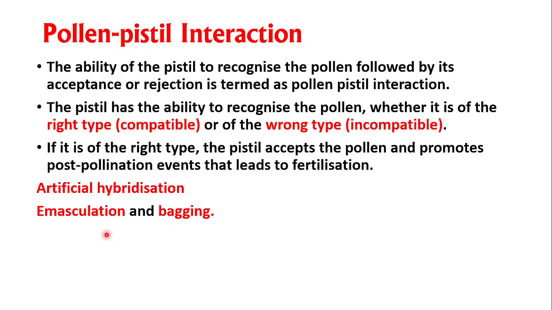And what about bagging? The emasculated flower should not be left openly exposed to the air. It should be covered with a plastic bag with minute pores so that aeration takes place. When the emasculated flower is covered by the plastic bag, it ensures no other pollen grain will fall on that particular stigma.